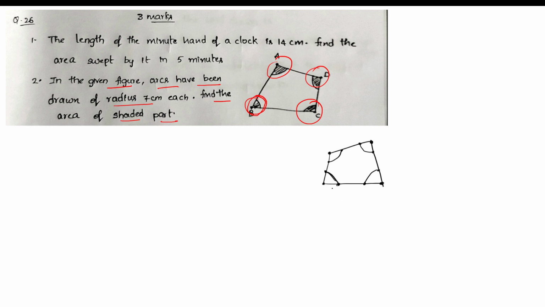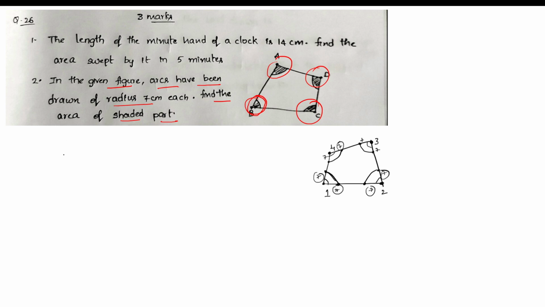Now I'll take this as sector 1, this as sector 2, this as sector 3, and this as sector 4. Now all are having a common radius of 7. So the common radius for all the sectors is 7. But we don't know the angle here, and we don't know the angle in any of them. If you want to find the area, you need to know the angle, but we don't know the angle here.